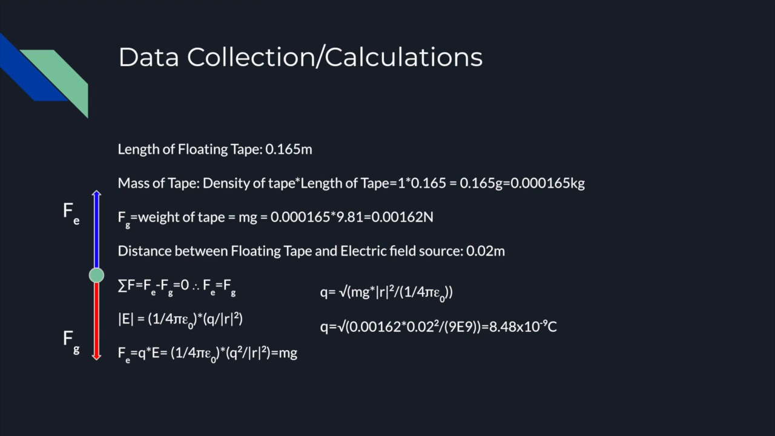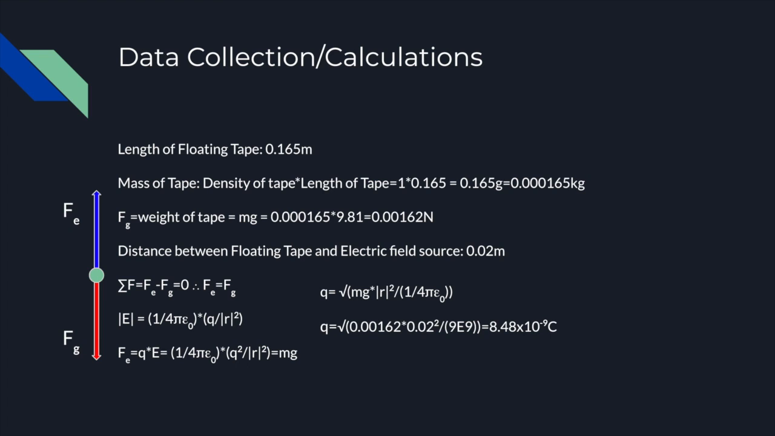The distance between the floating tape and the electric field source, the other charged tape, I found to be 0.02 meters. And as you can see from the free body diagram, the force of gravity and the electric force point in opposite directions, and the sum of forces has to be equal to 0. Therefore, the electric force is equal to the force of gravity.